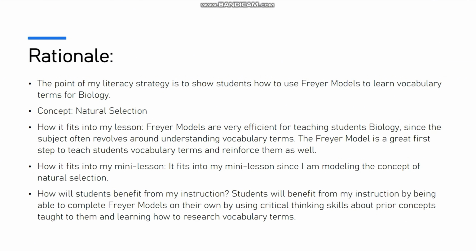How it fits into my mini lesson. It fits into my mini lesson since I am modeling the concept of natural selection. So how will students benefit from my instruction? Students will benefit from my instruction by being able to complete Frayer models on their own by using critical thinking skills about prior concepts taught to them and learning how to research vocabulary terms.